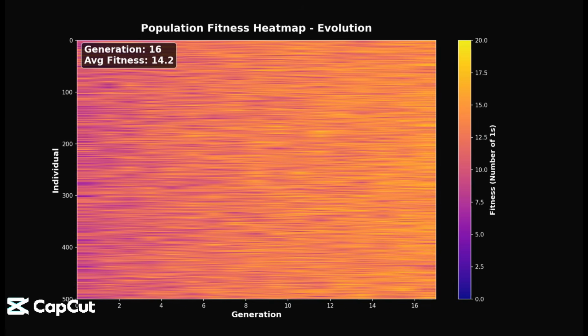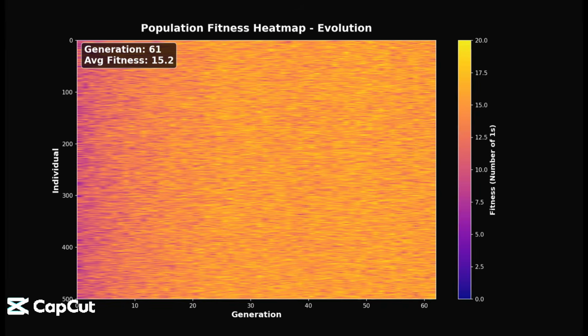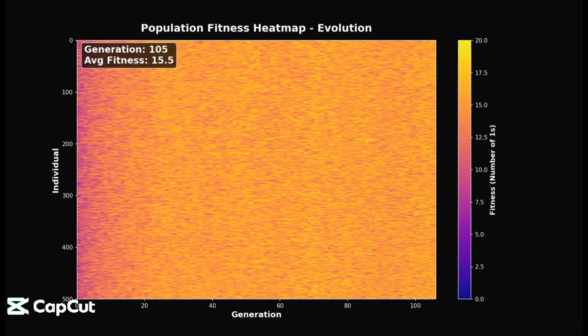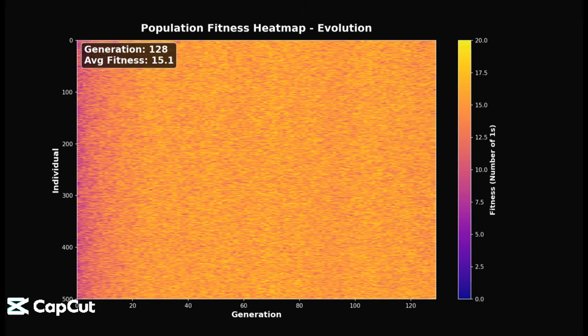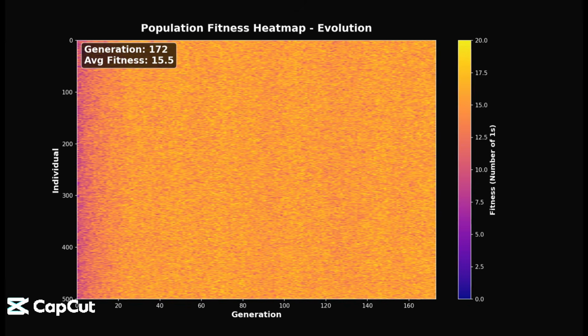Now, let's look inside the population with a heat map. Each horizontal row is one individual, all 500 of them stacked vertically. Each column is a generation moving left to right. The color tells you fitness. Dark purple and blue means low fitness. Bright yellow and white means high fitness.